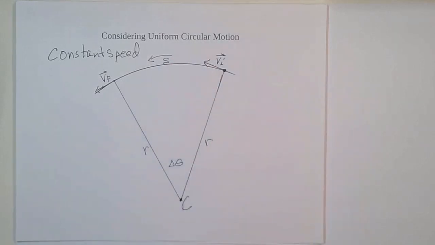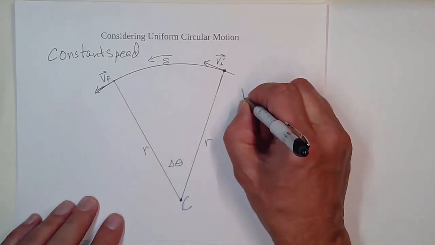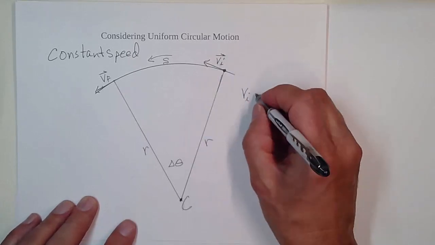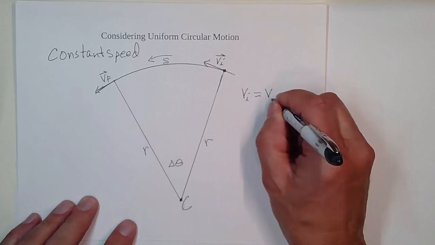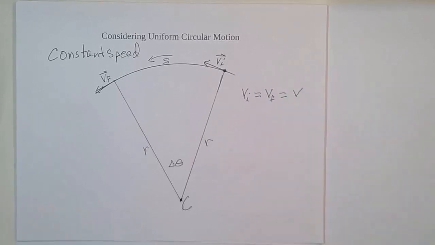And we can write that a couple of different ways, but first I want to make a note of the fact that this is moving at constant speed. So v initial, that's the speed initially, is going to equal v final. That's just going to equal v, whatever the constant speed happens to be.